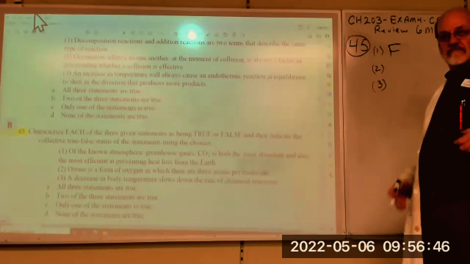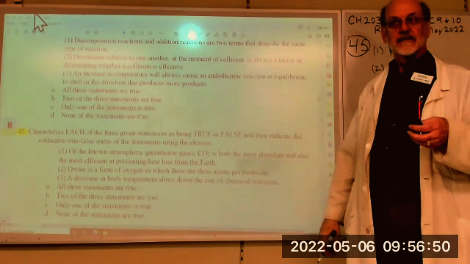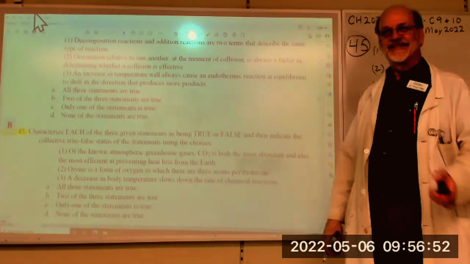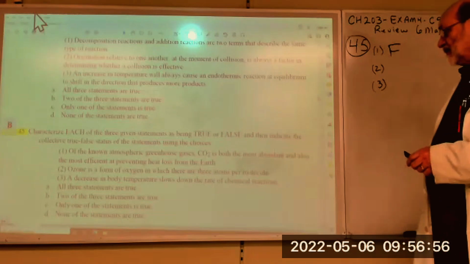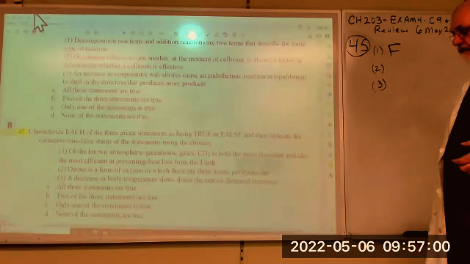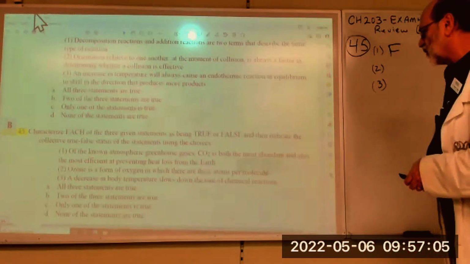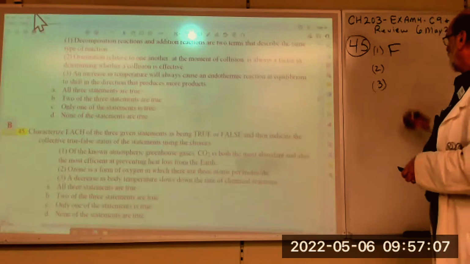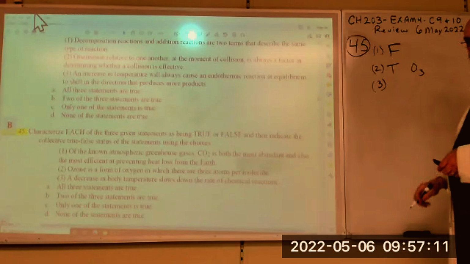What's the most abundant gas in the atmosphere? Greenhouse gas. Water vapor. It's not the most efficient at preventing heat loss, but it is the most abundant. How about 2? Ozone is a form of oxygen in which there are 3 atoms per molecule. That is true. That's ozone.